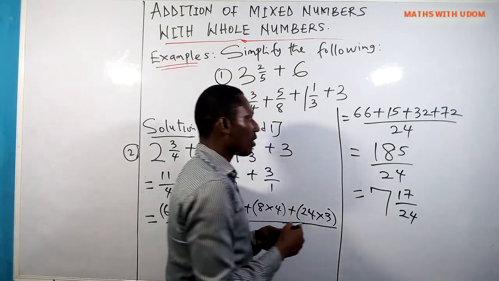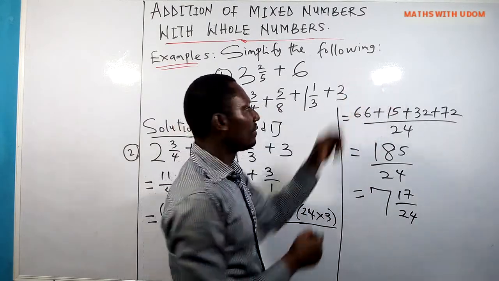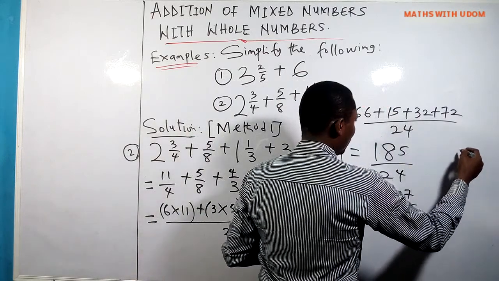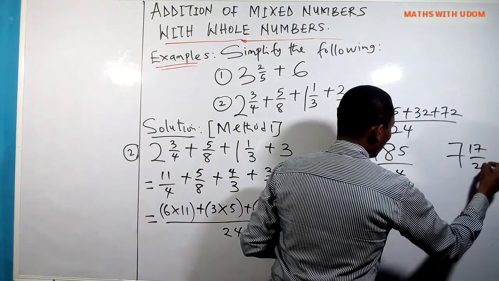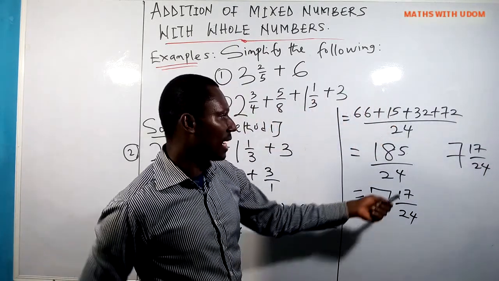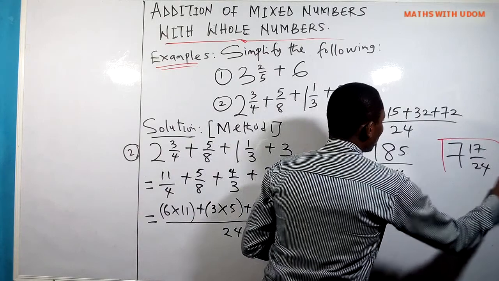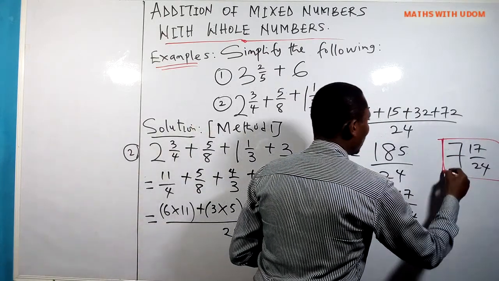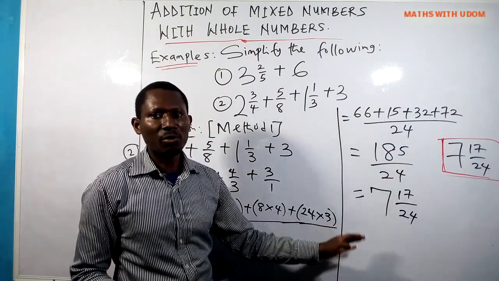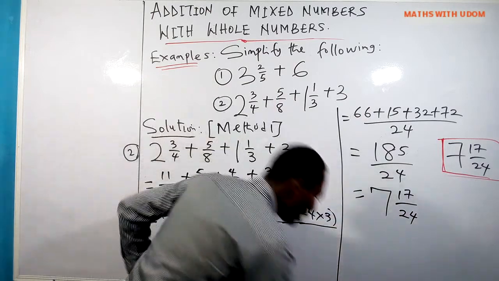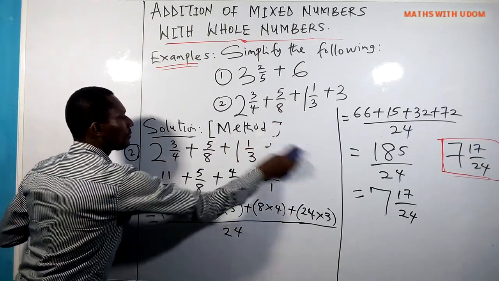All right. Let's write our answer in this corner: 7 whole number, 17 over 24. We are still coming back to that. Let's just circle that and keep it in a corner, so that at the end of the day, we'll compare our answer with this one, because we are going to get the same answer. 7 whole number, 17 over 24. So let's quickly move to the second method in solving this. So method 2 right away.